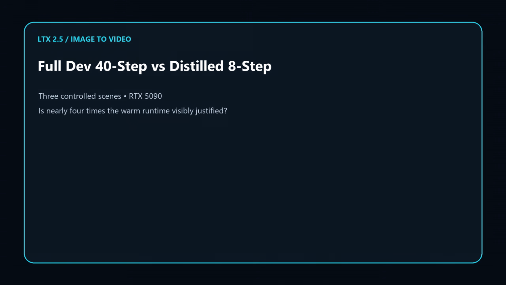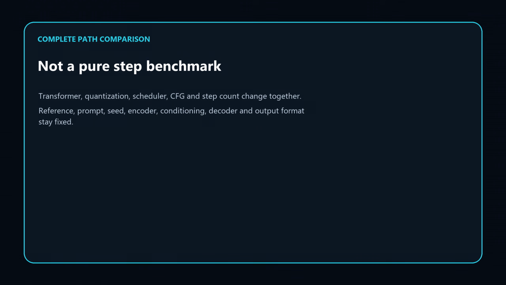Does the full LTX 2.5 dev model justify 40 sampling steps, or is the 8-step distilled model the practical choice? This test compares two complete image-to-video production paths across 3 controlled scenes. This is not a pure step count benchmark.